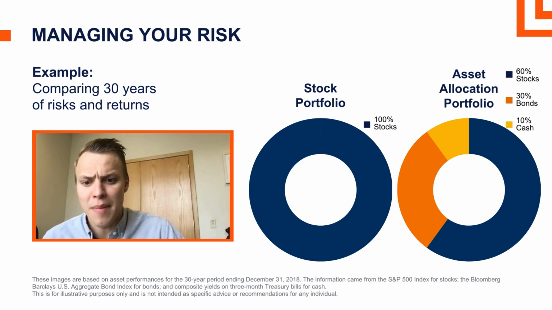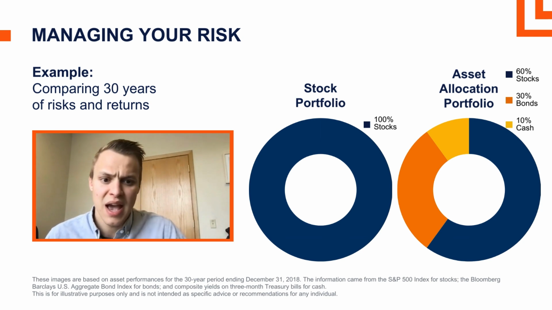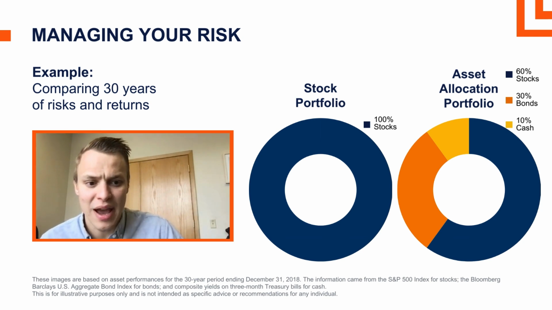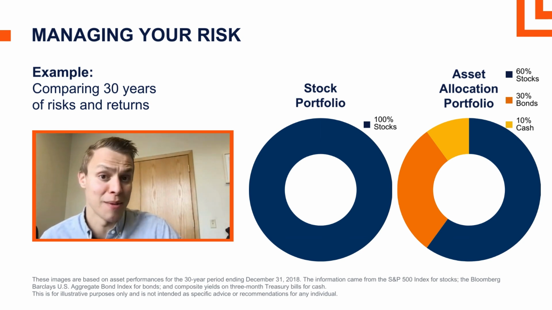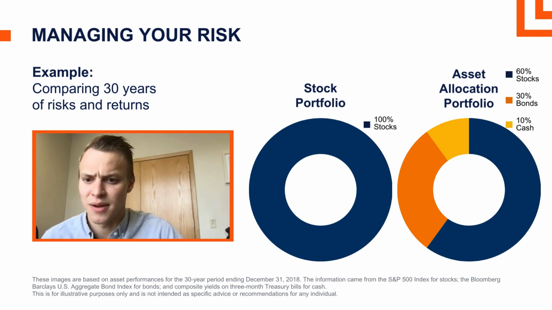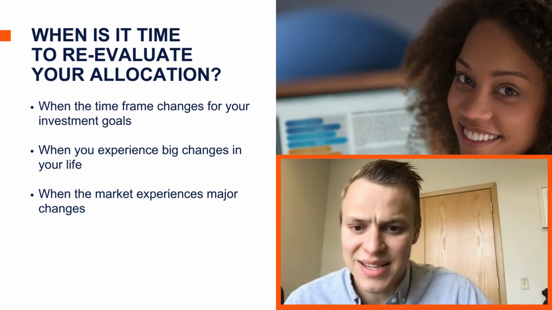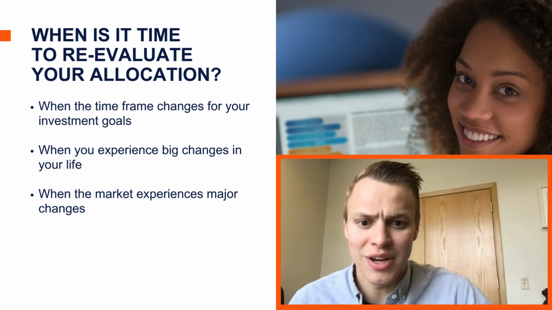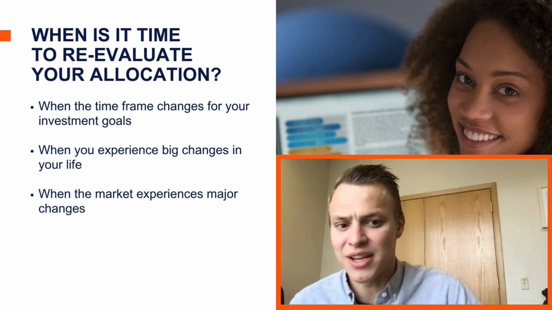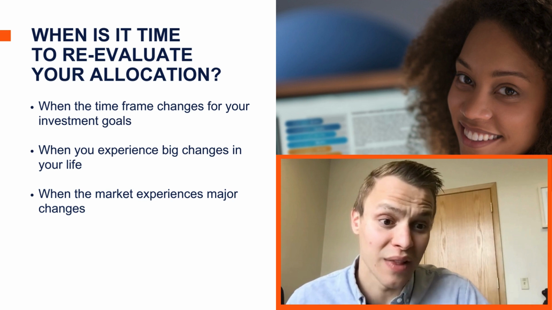It's always important to remember, though, that past performance cannot guarantee future results. However, this example helps illustrate how important asset allocation can be in managing risk. Allocating your assets is not a one-time decision. You need to recognize that you may need to make adjustments based on what's going on in your life.